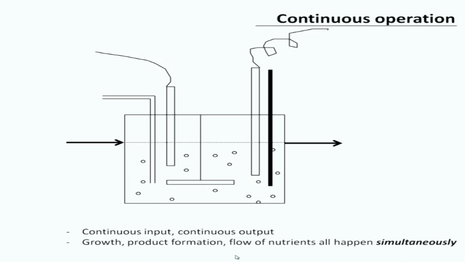What is important to note here is that during this process there is growth of cells, the product formation and the flow of nutrients all happen simultaneously. Okay, that is important to internalize. In a continuous operation, all these happen simultaneously, and that internalization is required to appropriately look at it, analyze it and then use it.